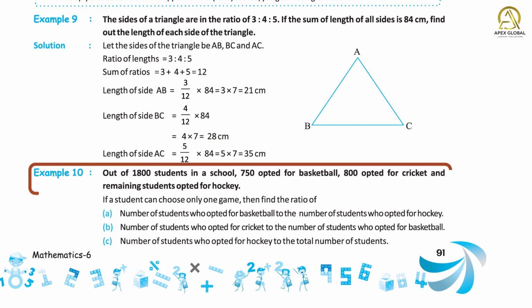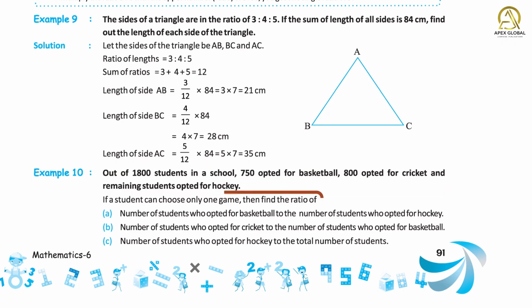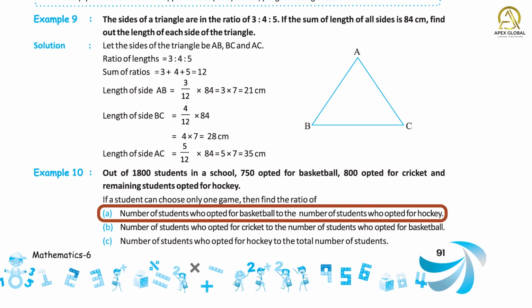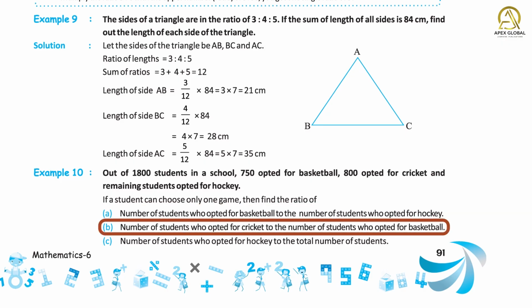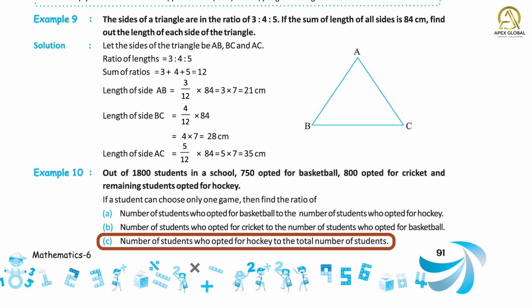Example 10. Out of 1800 students in a school, 750 opted for basketball, 800 opted for cricket, and the remaining students opted for hockey. If a student can choose only one game, then find the ratio of A. Number of students who opted for basketball to the number of students who opted for hockey. B. Number of students who opted for cricket to the number of students who opted for basketball. C. Number of students who opted for hockey to the total number of students.